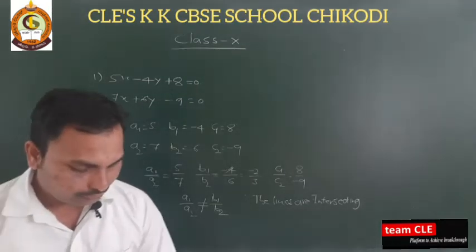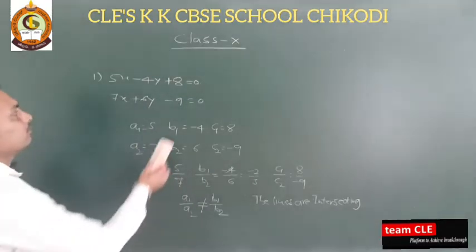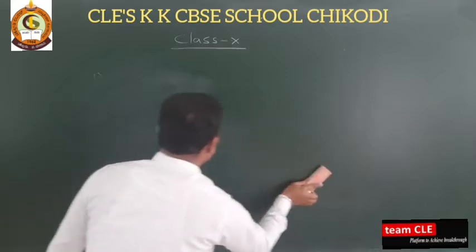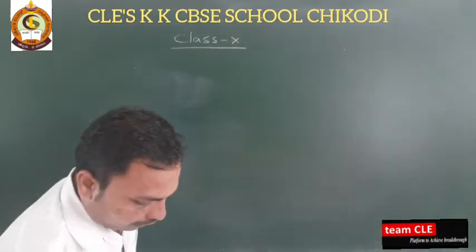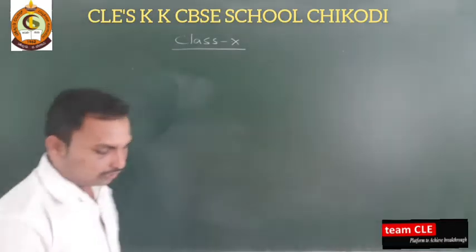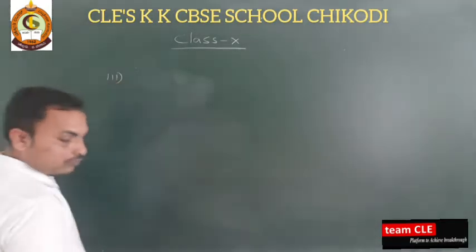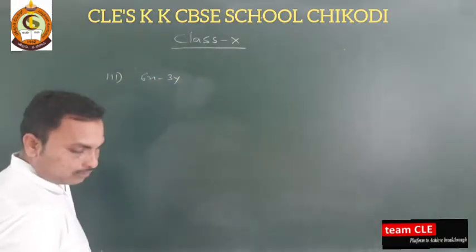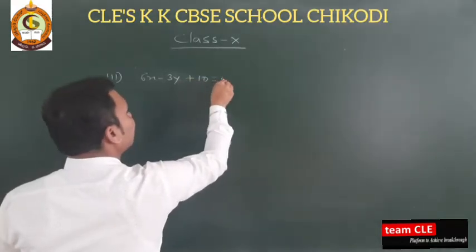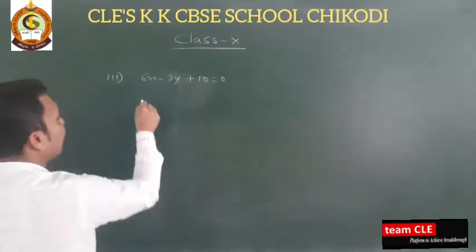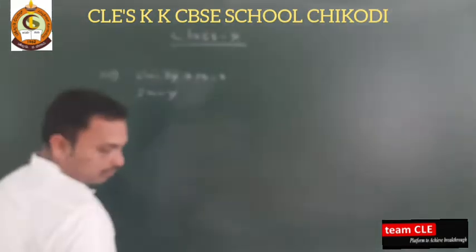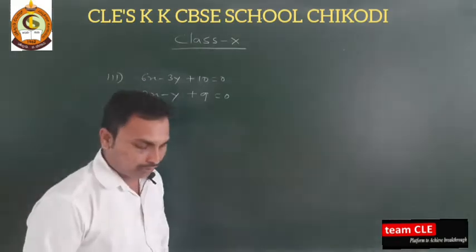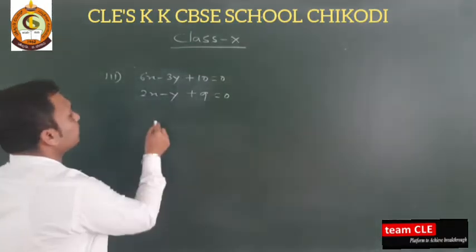Okay, so next one. See the next question. Let me go for the third one. The third one we have is 6x minus 3y plus 10 is equal to 0, and 2x minus y plus 9 is equal to 0.